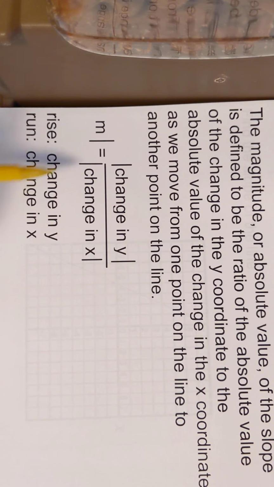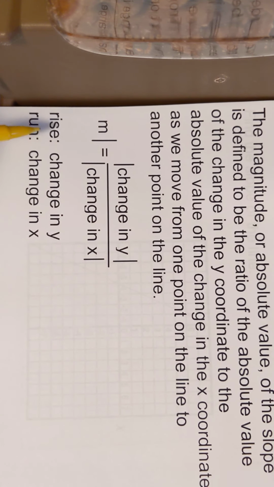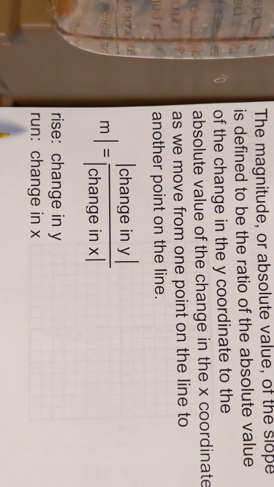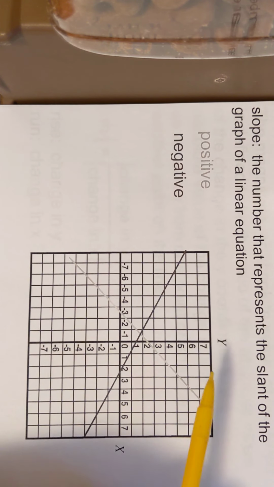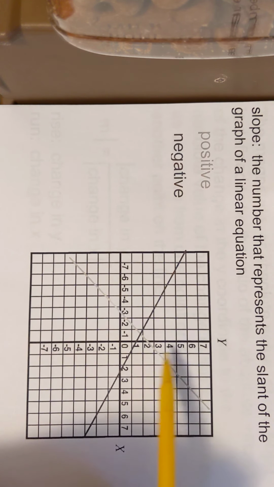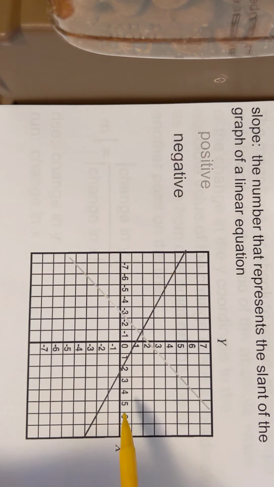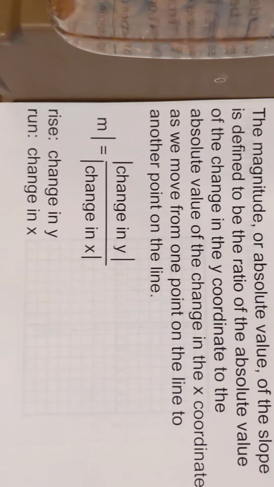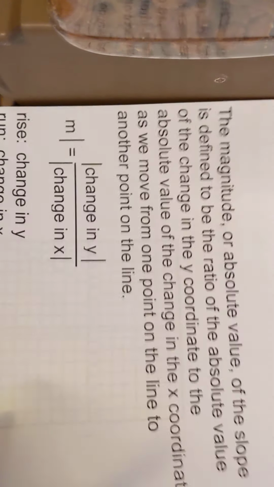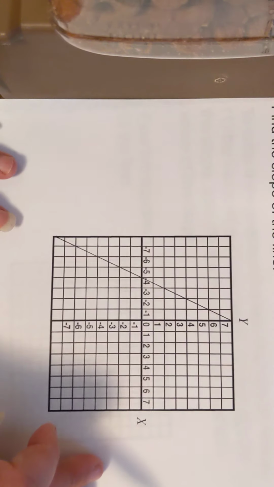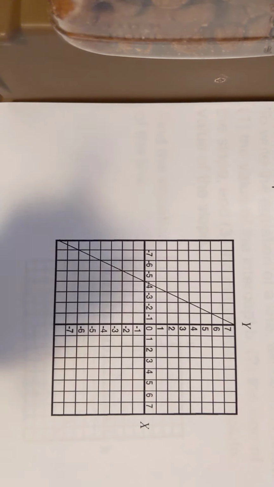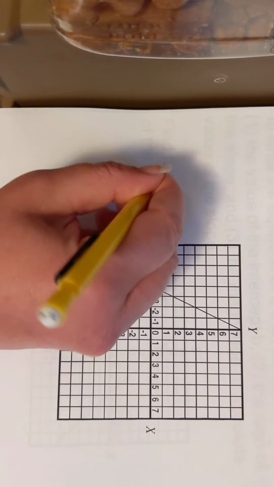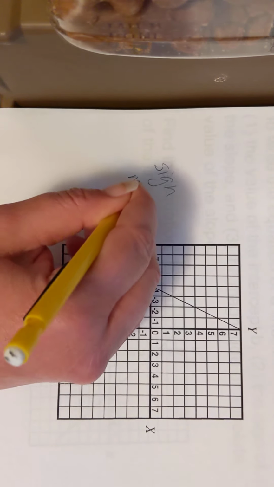So what is the change in y? The change in y is what we call the rise. The change in x is what we call the run. Let's take a look at what this would mean. The change in y, we're looking at the y-axis. The change in x is going to be the x-axis. So how am I going to find the slope of a line, taking a look at the change in y over the change in x? A couple of things I have to remember: the slope has a sign and it has a magnitude.